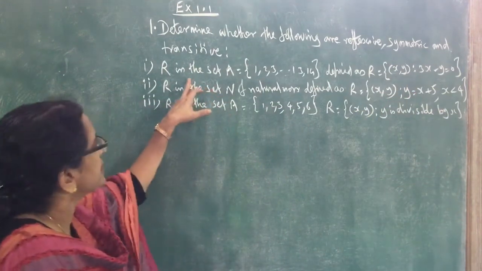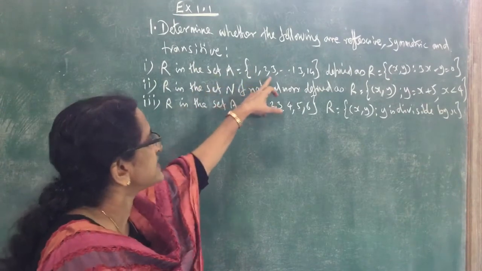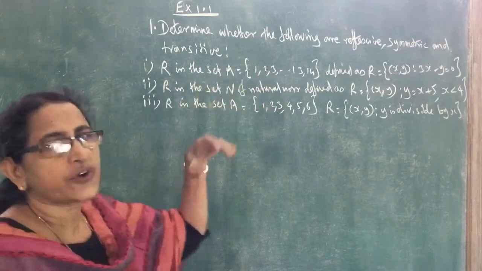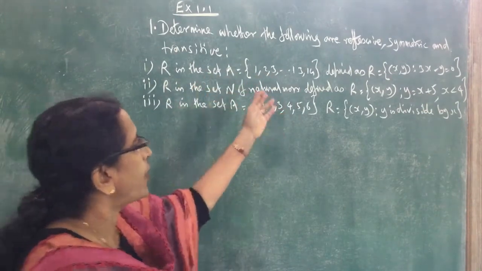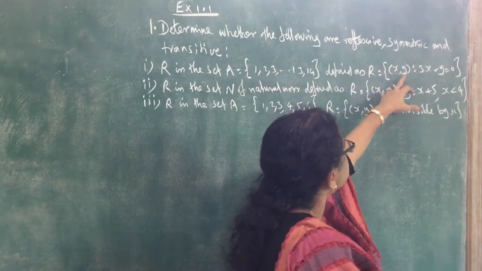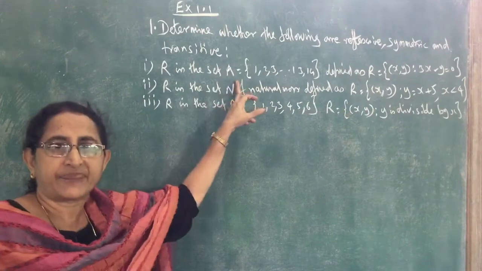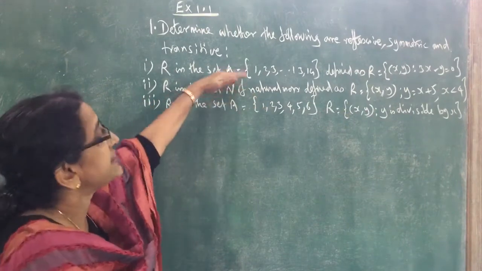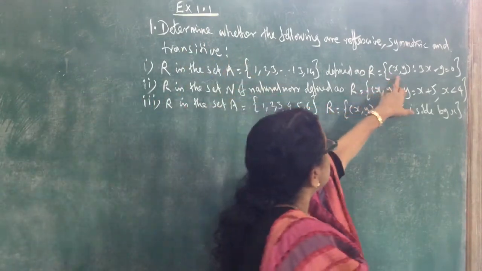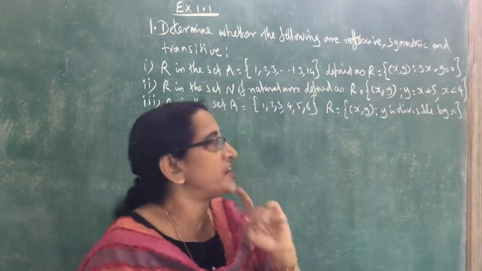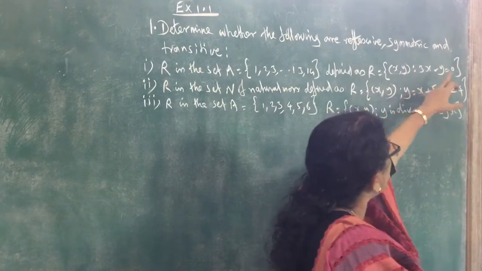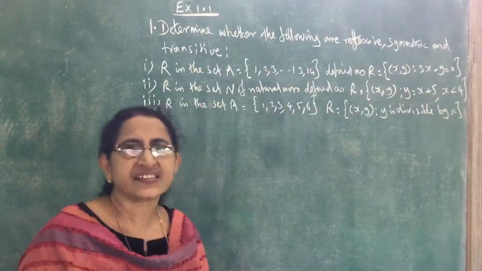So this relation R is defined in the set A, so it is a subset of A cross A. In the ordered pairs, the first element and second element, both should be elements of the set A. And the elements will satisfy one more condition, that is 3x minus y equal to 0. That means 3x equal to y.